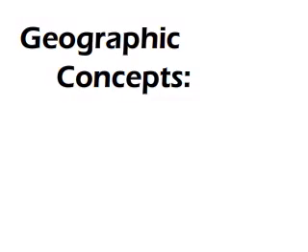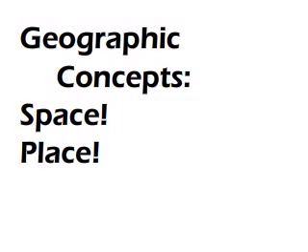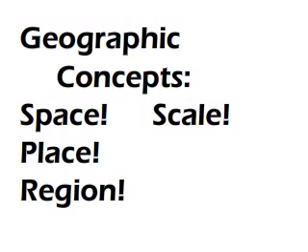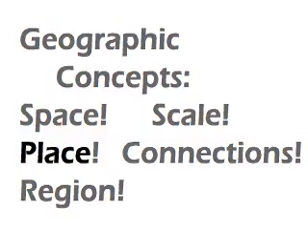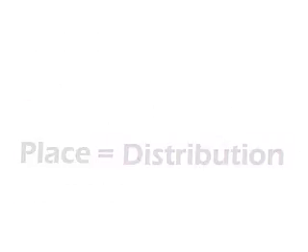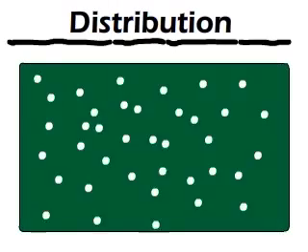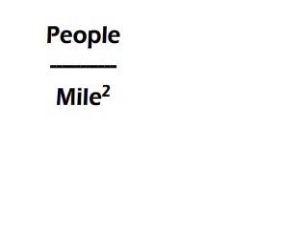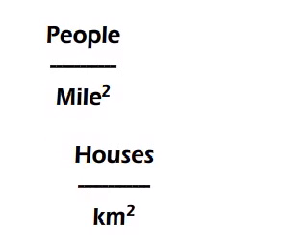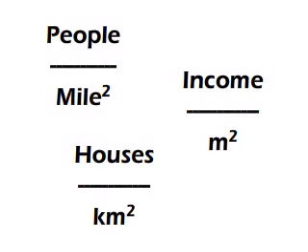What do human geographers actually look at when looking at maps? There are 5 basic geographic concepts: space, place, region, scale, and connections. Thinking about place means looking at distribution, that is, the arrangement of a certain feature in a certain space. One of the components of distribution is density. Density is simply the amount of objects per area. People per square mile, houses per square kilometer, and income per square meter are all examples.